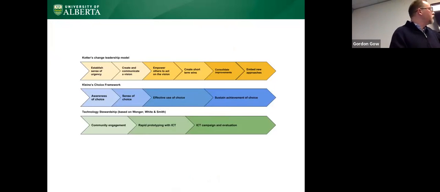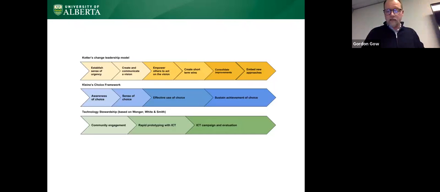So this is just showing you the stewards begin with the community engagement process, then they do rapid prototyping with the technology, and then they run this campaign, this pilot action research project with their community. And that parallels Klein's choice framework, which I just mentioned. And then if we map Cotter's change leadership model, there are some similarities there in terms of what they're doing, which I don't need to get into a lot of detail, but it helps us to explain to the stewards that you're in a kind of leadership role here, and what you're trying to do is lead change.